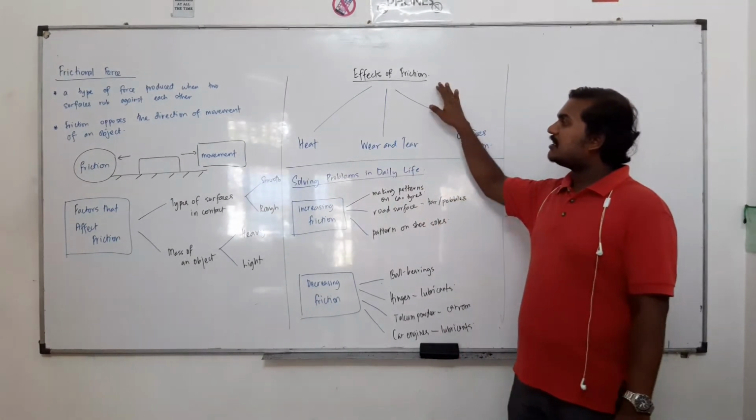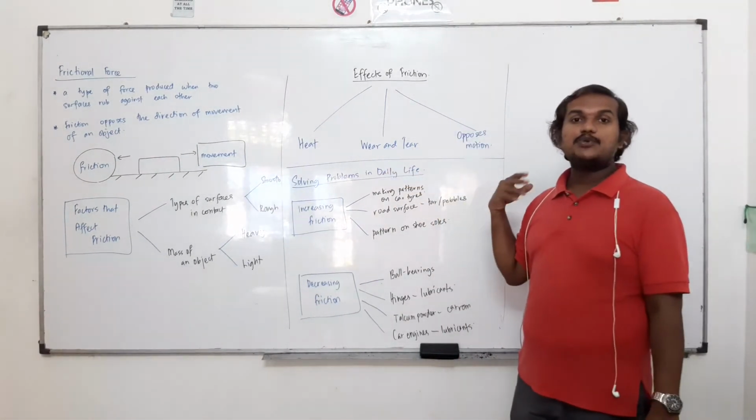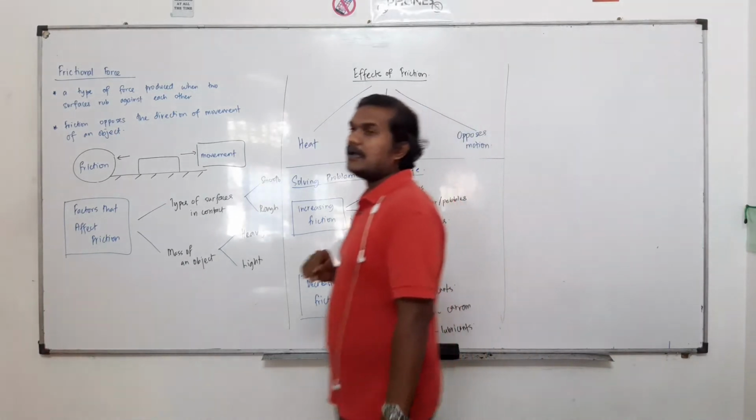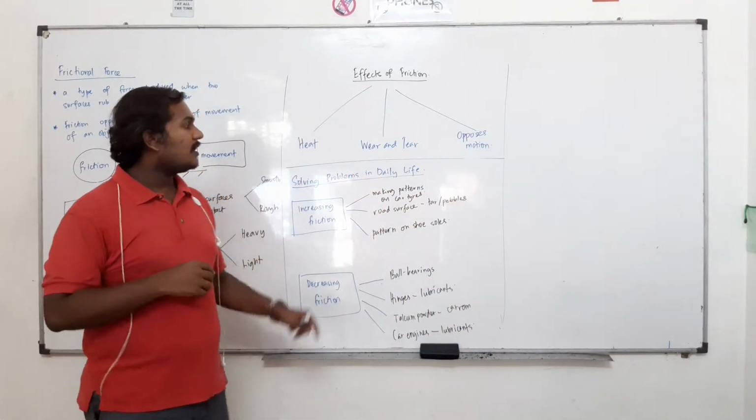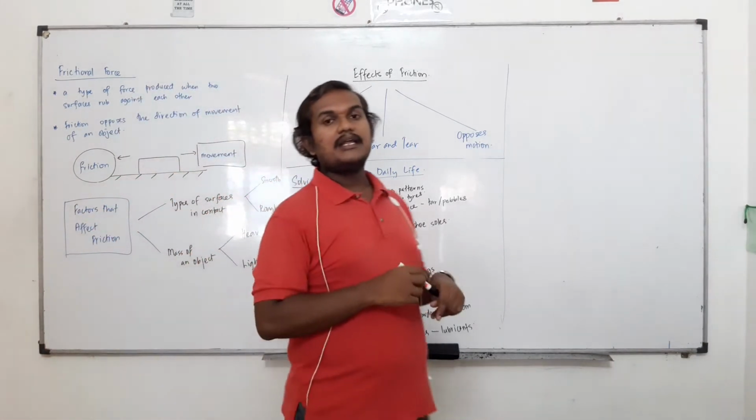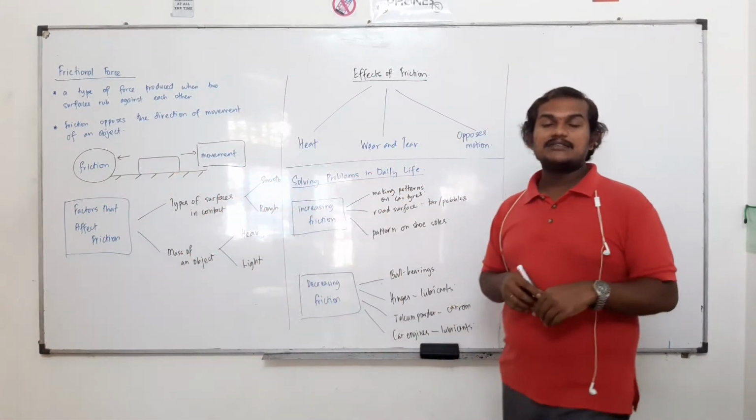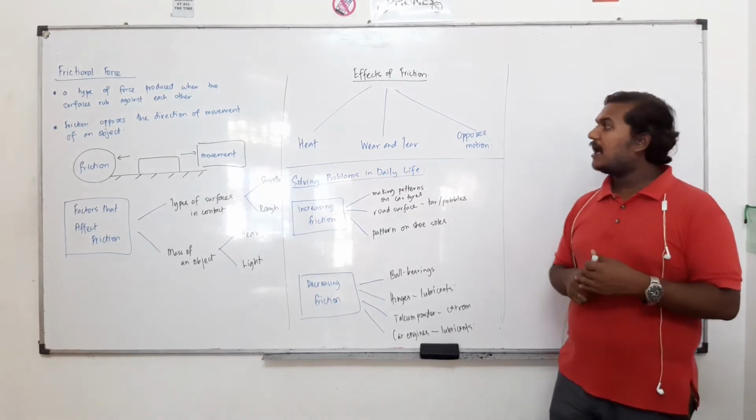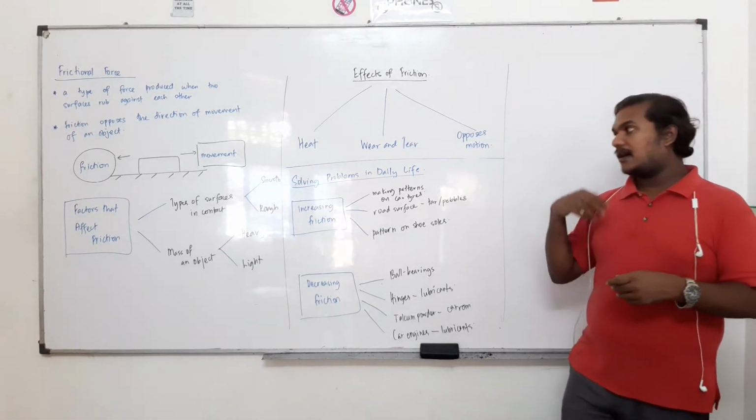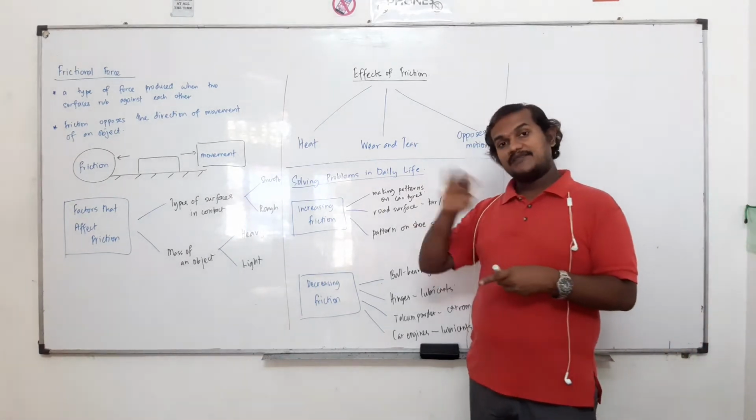Next, friction can make things wear and tear. A good example is our shoes or also tires. Normally new car tires can be used for a maximum of 1 year. After 1 year, what will happen to the surfaces of the tire?